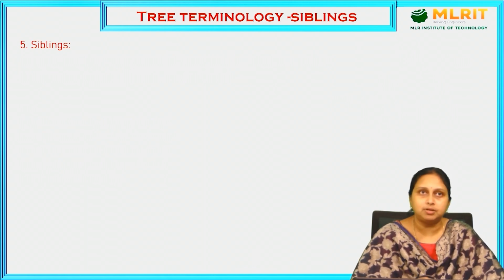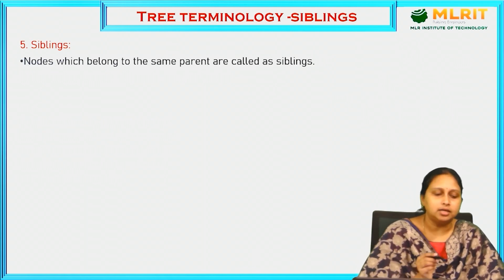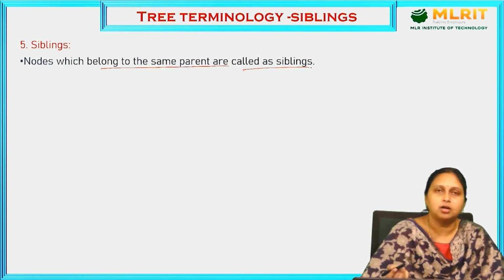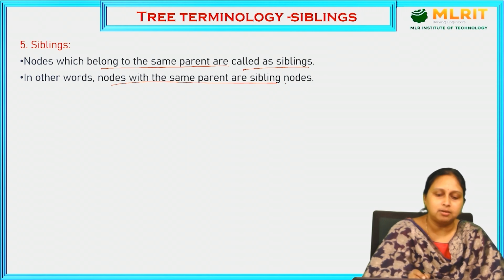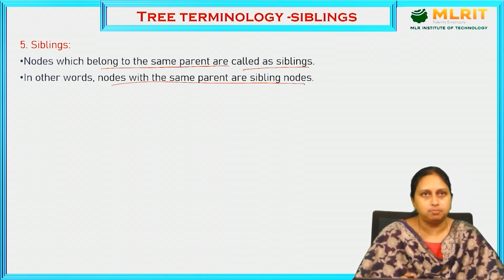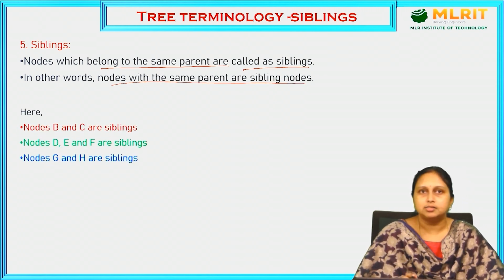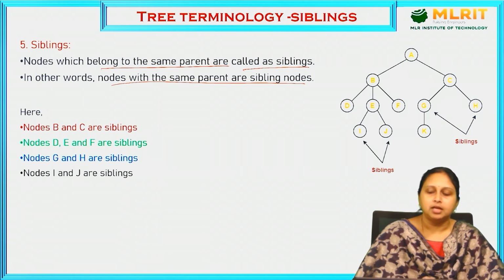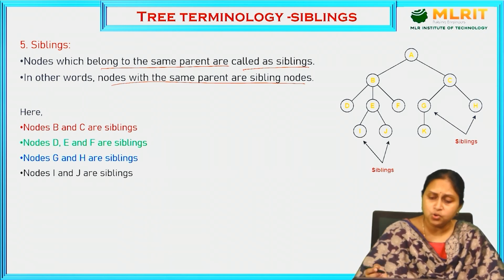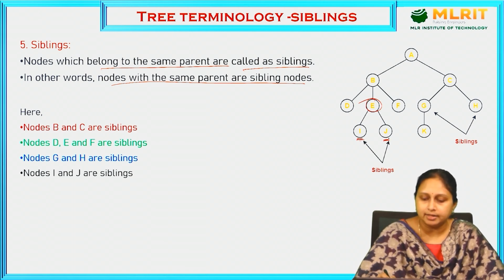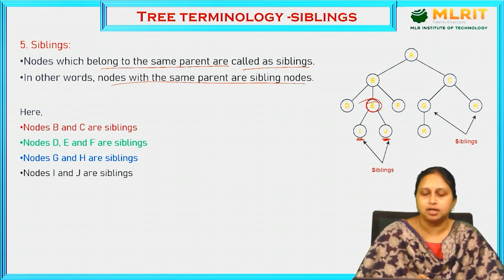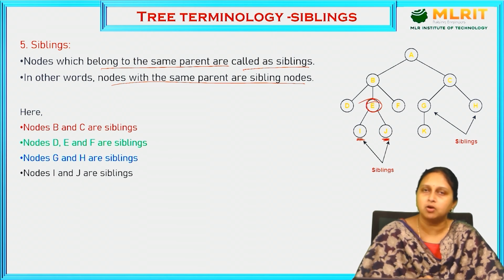And coming to the siblings. Nodes which belong to the same parent are nothing but siblings. In other words, nodes with the same parent are called siblings. Let us take the diagram, and consider E, a node which has the children I and J. For this I and J, the parent is E, and these I and J are called siblings. These two belong to the same parent.